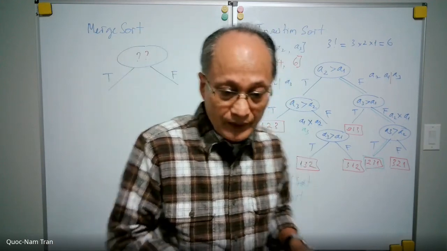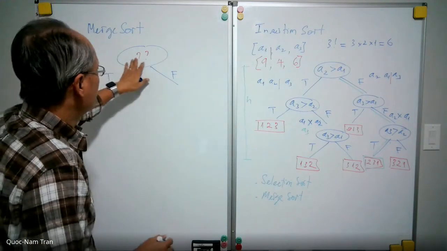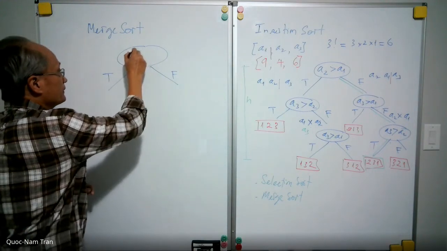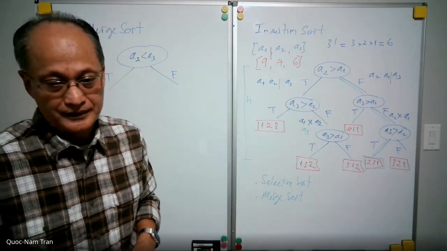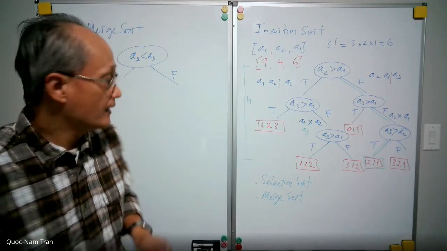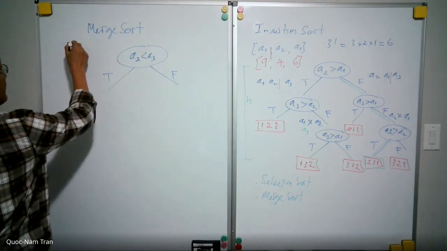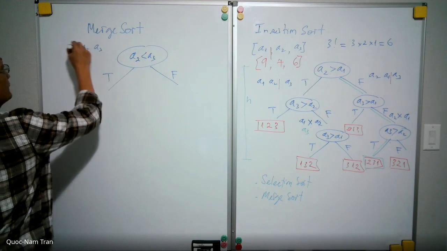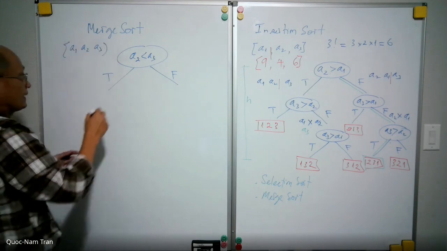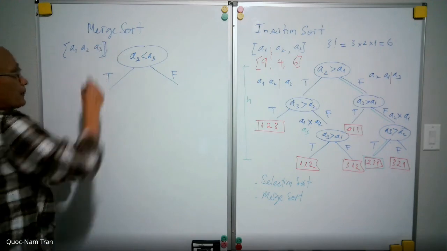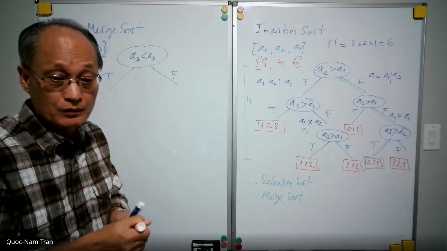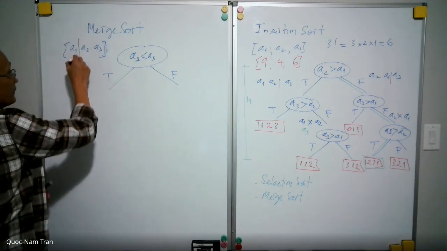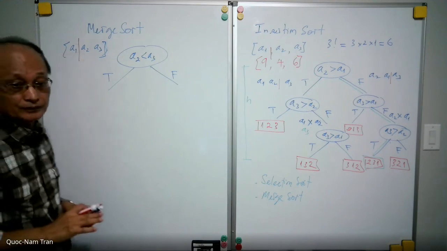Now, the first comparison will be here, A2 and A3. Why A2 and A3? You need to work on the merge sort with A1, A2, and A3. So how does the merge sort work? Partition it around the middle. So here you have 3, and 3 divided by 2 is 1. That said, the left will have 1 element, the right will have 2.